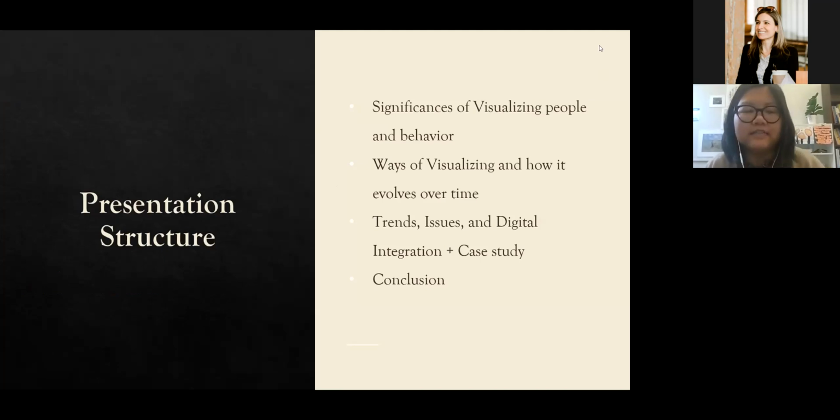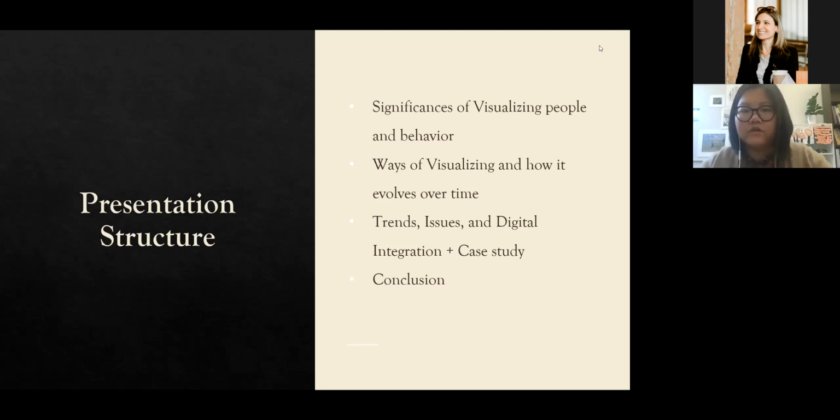So this is today's presentation structure. We will first talk a little bit about the significance of visualizing people and behavior, because in landscape architecture we visualize a lot of other things, ecological succession, environment, but we didn't really visualize people and behavior as much. This is actually a particular interest of mine, to really understand the social components of landscape.